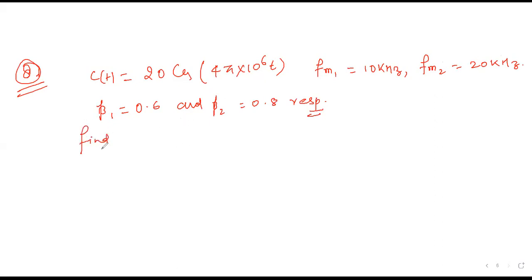Find bandwidth, efficiency, total transmitted power, carrier power, and total sideband power, and modulation index beta t. Bandwidth, efficiency, total power, सब कुछ, मतलब सभी पैरामीटर्स आप निकालिए.